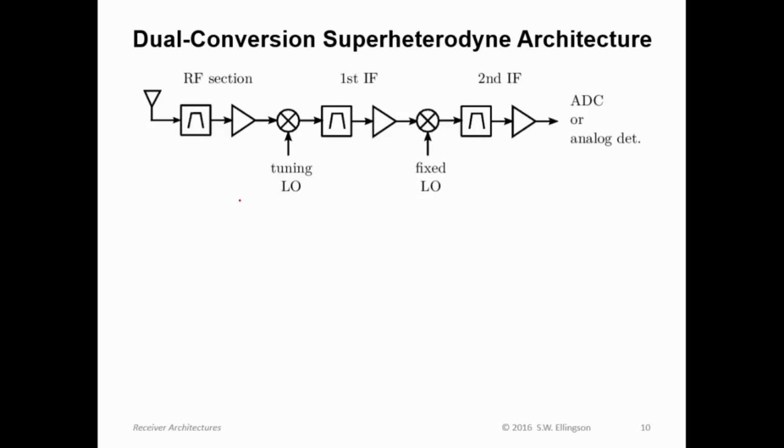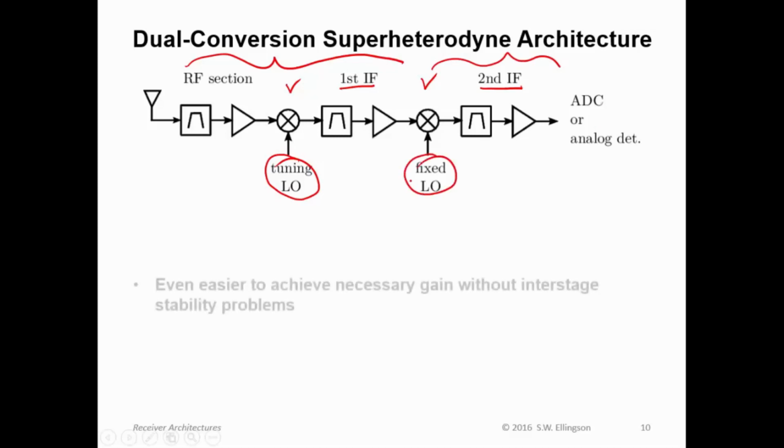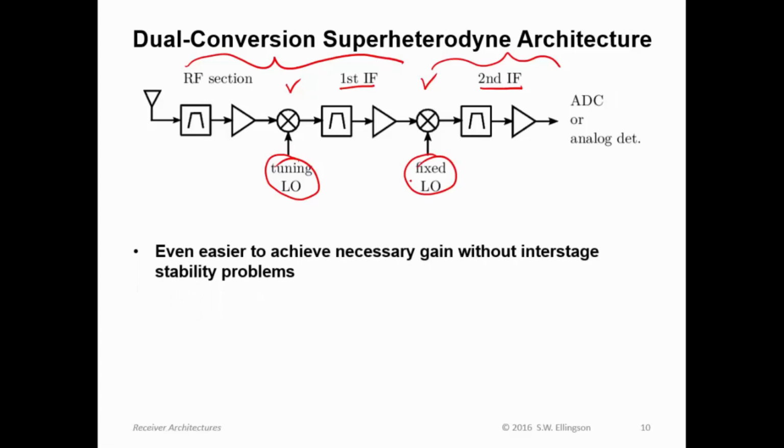So in dual conversion, we have 2 frequency conversions, 2 IFs. The first IF we land at using a tuning LO. So this much looks very similar to a single conversion superhet, but then we do one more conversion to get to the final output frequency, and that can be done with a fixed LO. This makes it even easier to achieve the necessary gain without interstage stability problems. Why? Because now we have 3 stages over which to distribute the gain that we need.